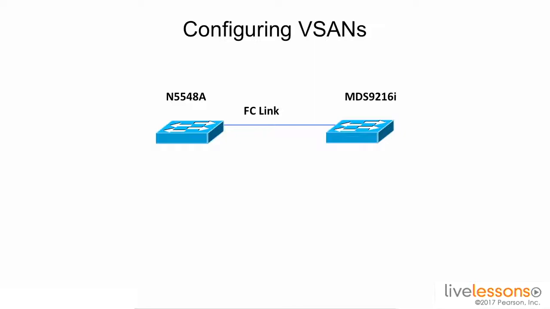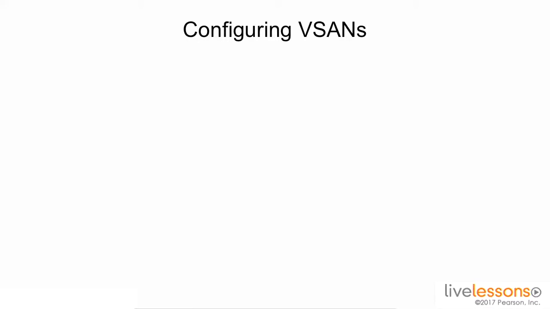This is an MDS 9216 that's actually connected to a Nexus 5548. But in this case, we're going to concentrate on the MDS 9216 and investigate how we're going to configure VSANs on that device.